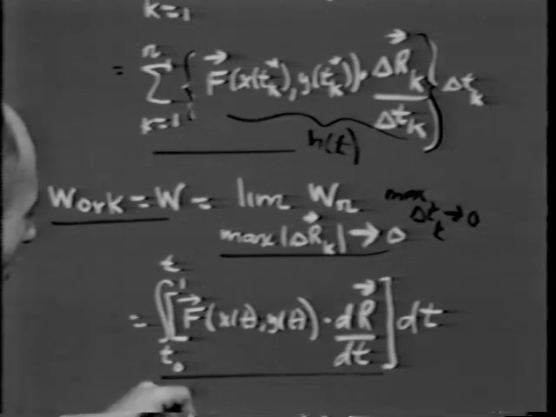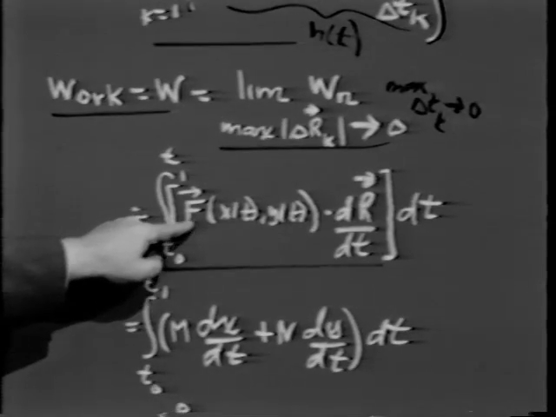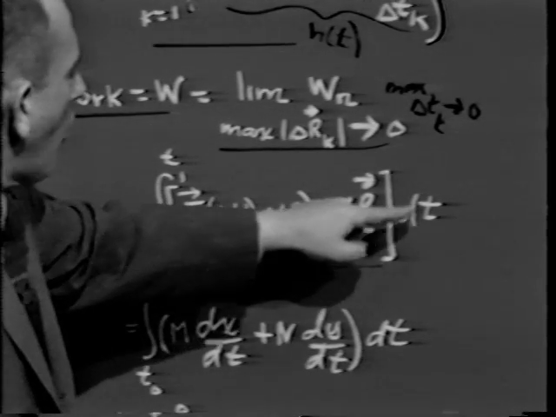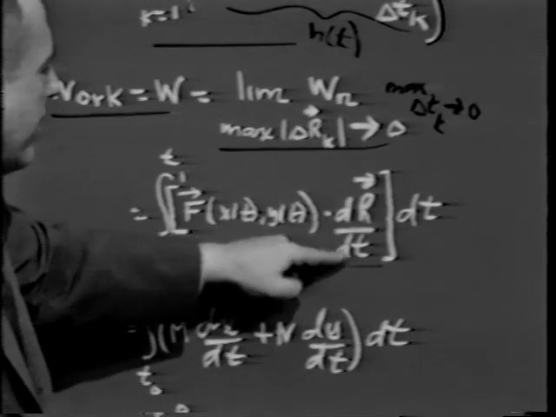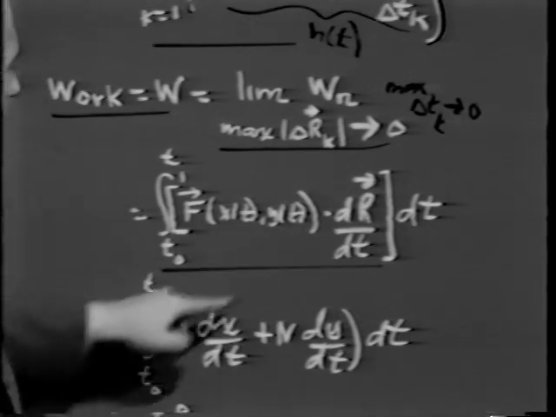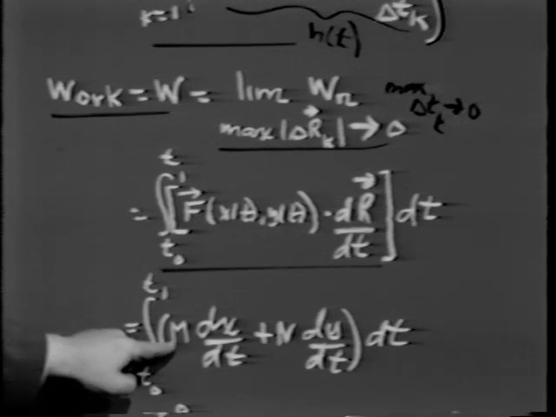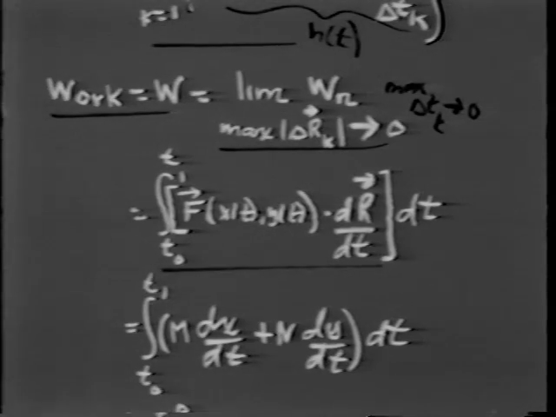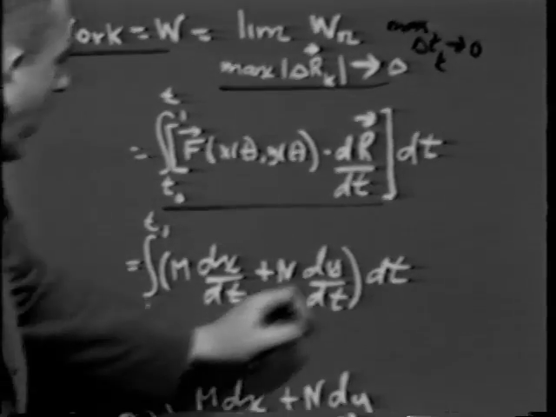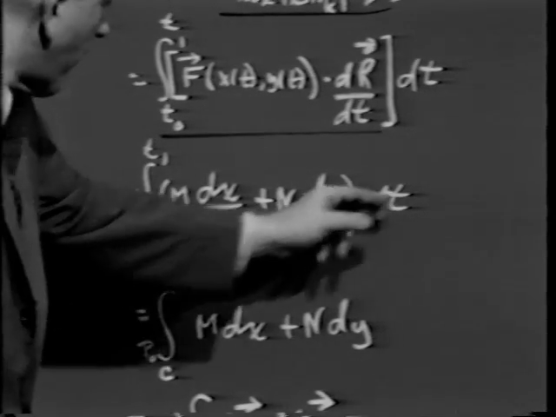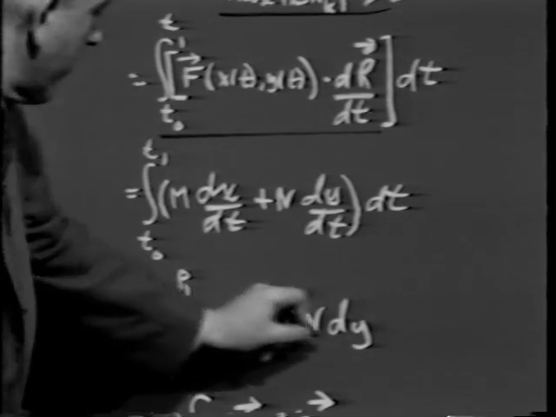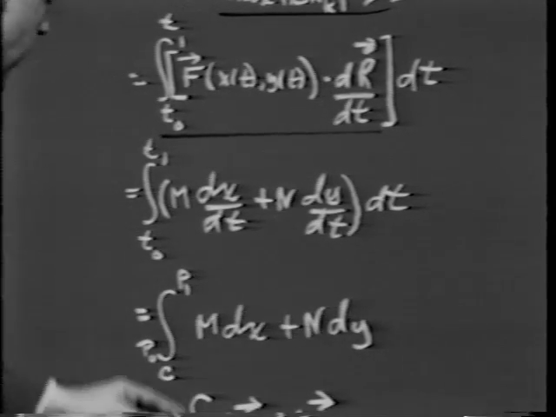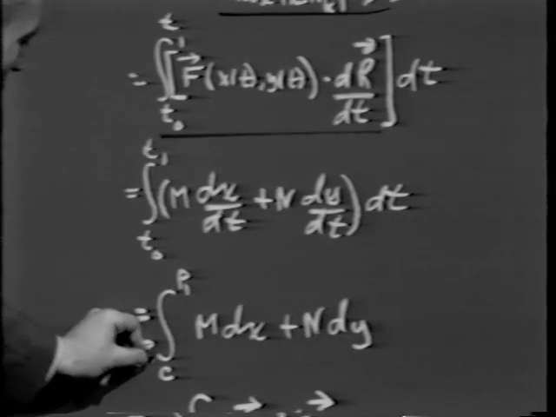And to show you other ways in which this is written, notice that F is Mi plus Nj, r is xi plus yj, so dr/dt is dx/dt i plus dy/dt j. And so if we then mechanically just took the dot product here, notice that the integrand would be M dx/dt plus N dy/dt times dt. The conventional shortcut for writing this is to cancel dt from numerator and denominator, and this becomes the standard notation for the line integral, M dx plus N dy, along the curve C, where C joins P0 to P1.